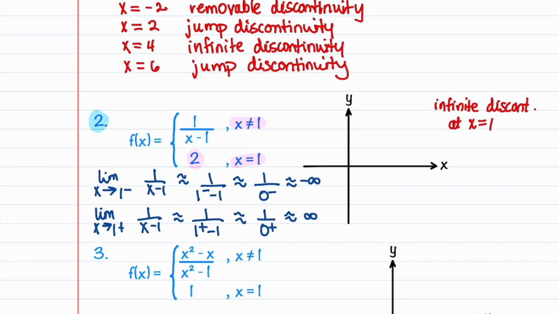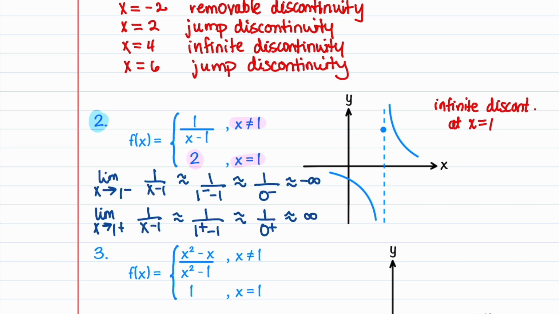Let's go ahead and graph this just so that we can better understand it and see what it looks like. We have an infinite discontinuity at x is equal to 1. So we'll put a vertical asymptote there. And then at 1, our function is equal to 2. So we'll put a closed circle here. As we approach 1 from the left, we're going down to negative infinity. So our function's going to look like this. And as we approach 1 from the right, it's going to go up to positive infinity.